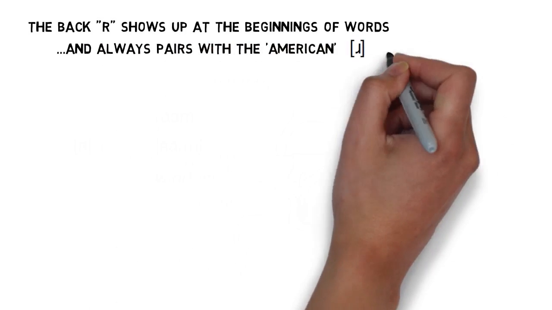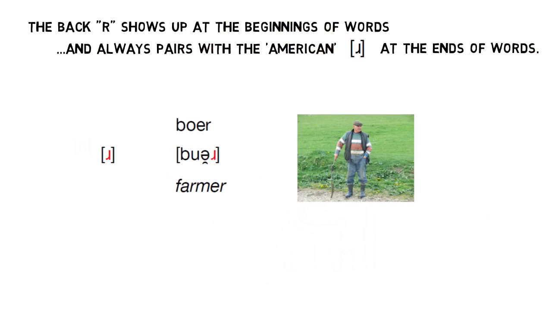If you choose to use this R, then you only have one option for the ends of your words. And that's the American-sounding sound, as in boer. On to our next consonant.